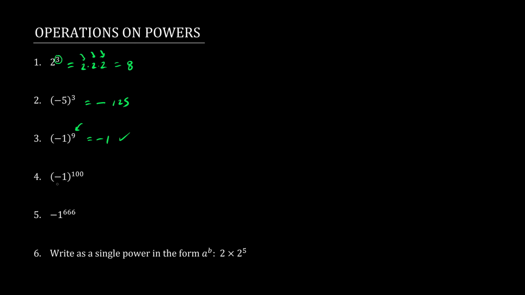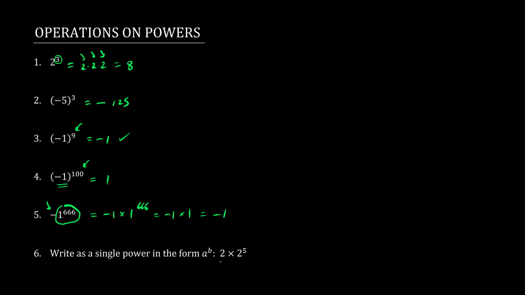Now what if you have a negative 1 base to the exponent that's even? Every pair of negative 1's multiplied becomes positive. So the final answer is simply 1. 1 to the anything is 1. Now we know that 1 to the anything is 1, including 666. However, the negative sign is in front of this number. So the number is still negative. This is equivalent to negative 1 times 1 to the 666, which is negative 1 times 1, which is negative 1.